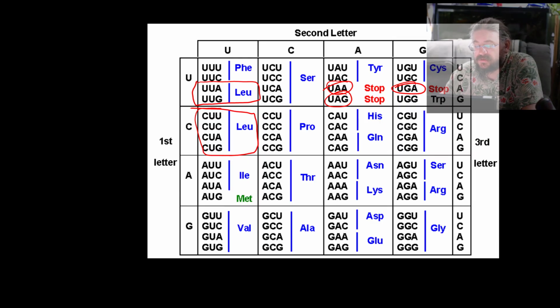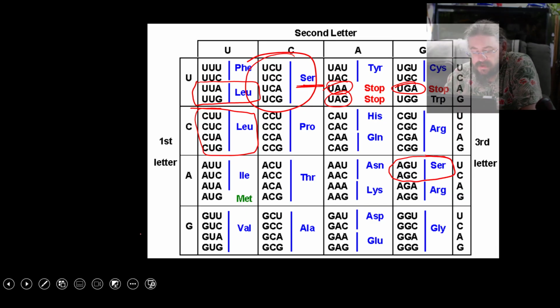UUA, CUU, CUG, those are all quite different for various definitions of different, but they code for the same amino acid, right? If you want to see a more dramatic one, here's all the UC blank codons. They all code for serine, but then over here we have AGU and AGC also coding for that.